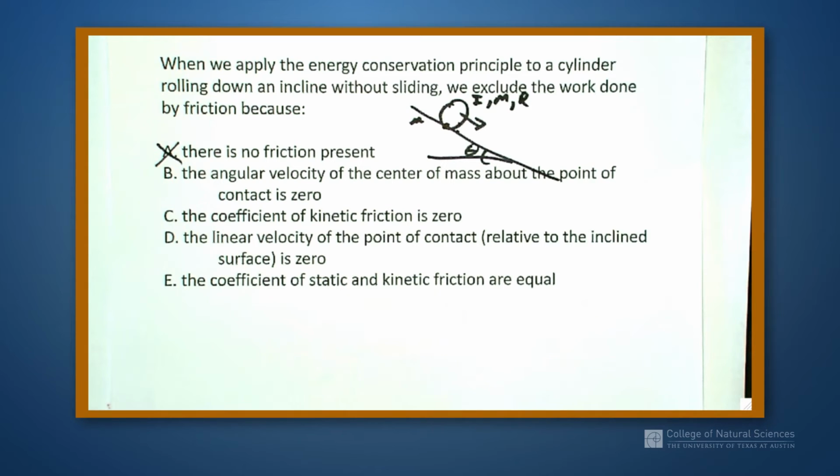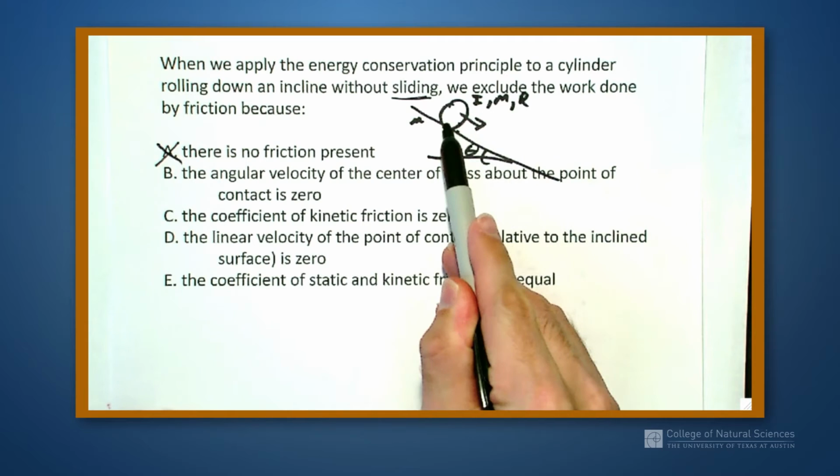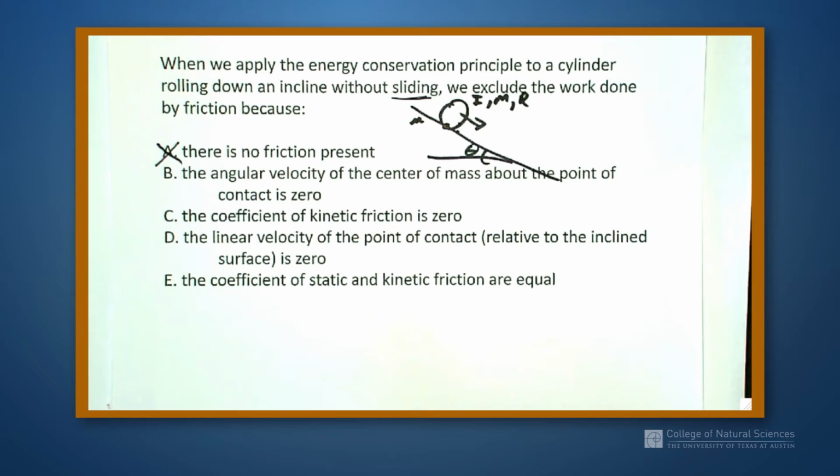It rolls without sliding. So that point on the bottom of the circle and the point on the surface of that ramp never slide along each other. They're stuck to each other for a brief moment. So that actually is the way that we're going to solve this problem.